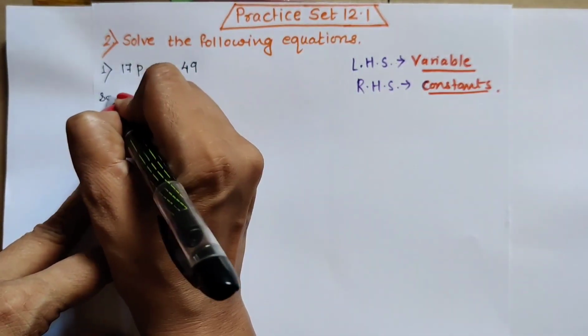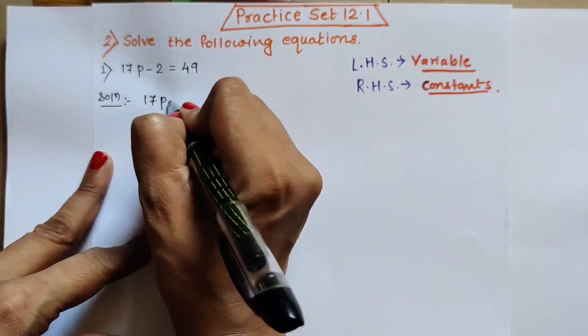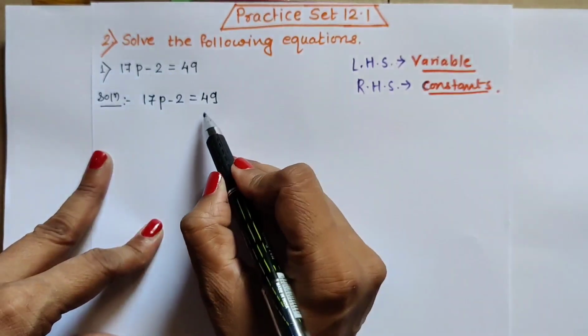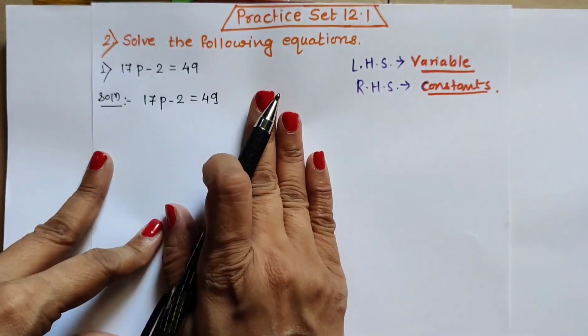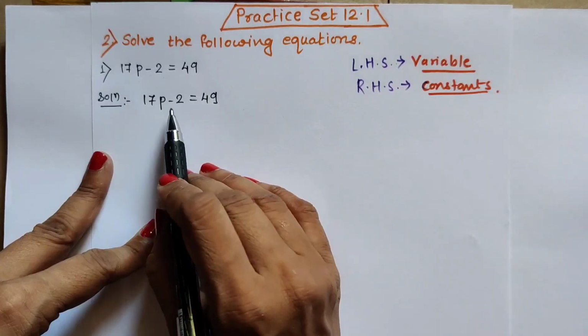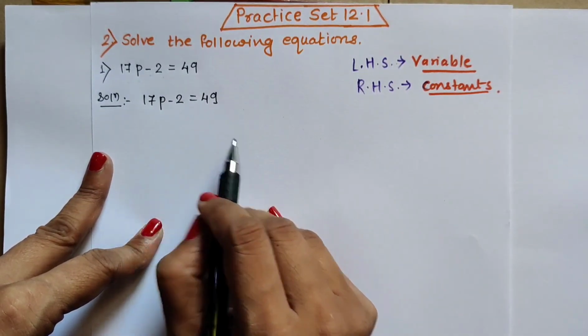In the solution, we can start the solution with the equation again. Write the equation again. And as I have told you, this 49 is a constant. It is on the right hand side. So keep it as it is on the right hand side, because the right hand side we have kept for constants. So one by one we keep on moving the constants from one side to the other.